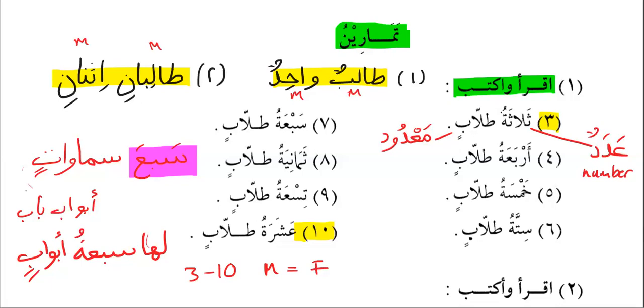Whenever we see in the Quran, from 3 to 10, you will see this rule very clearly. If that which we are counting is masculine, then the number will be feminine. And if that which we are counting is feminine, then the number will be masculine. Does everybody understand that? Is there anybody that doesn't, so we can go through it again?